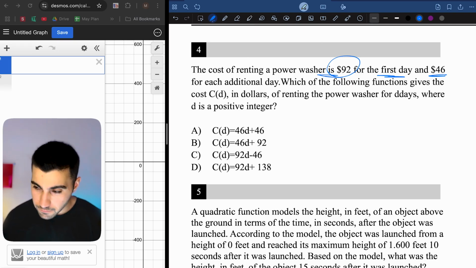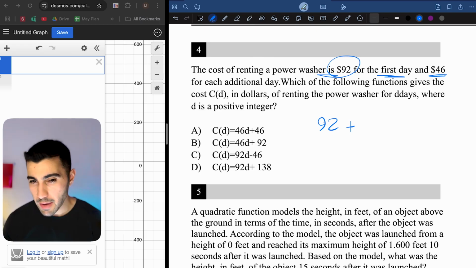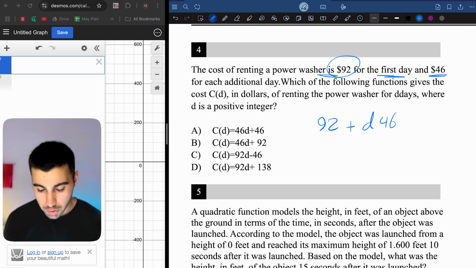So the first day is $92. That's a constant for the first day, plus how many additional days we have, like X additional days, or here it is D, the number of days, D times 46. This is what most of the students are doing, and that gives them the wrong choice.